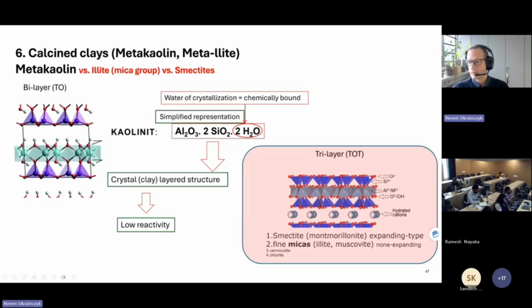And why is the reactivity of the micas less than metakaolin? Because metakaolin has this bilayer structure, tetrahedral, octahedral. So this is the silica layer, this is the aluminate layer, and this is then reactive, because the aluminate layer is exposed directly to the interlayer. But if you have a trilayer, because this aluminate layer is then sandwiched between two silicate layers, this is why those clays are much less reactive.